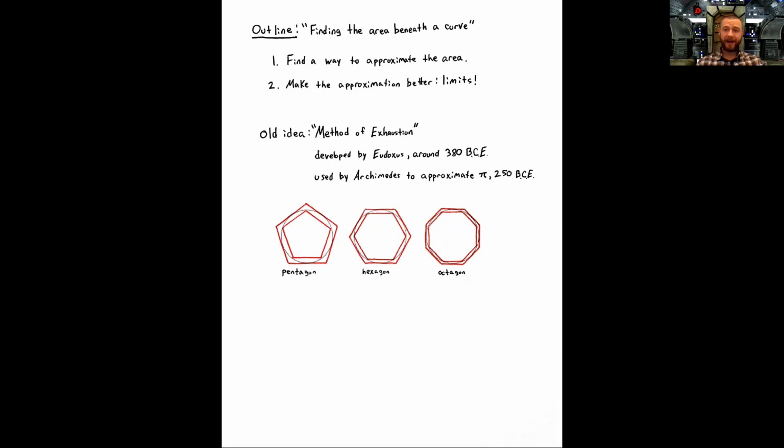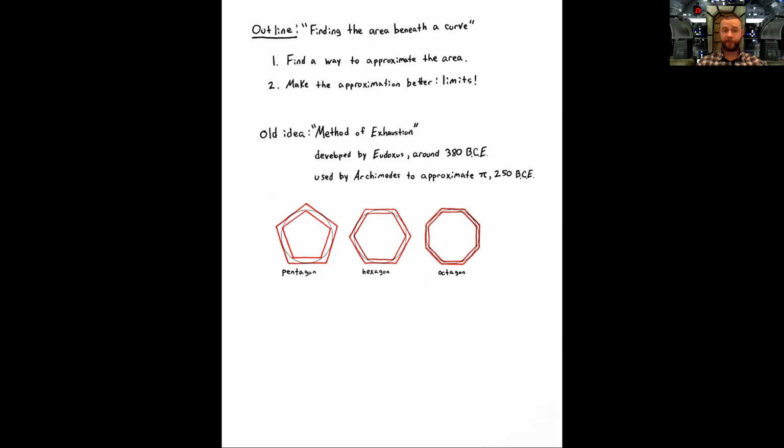So we put a polygon inside, or inscribe it inside the circle. The corners are tangent to the circle. And then we put a polygon just on the outside, also tangent to the circle. So we have an inner polygon that's a little too small compared to the area of a circle, and then an outer polygon where the area is a little too big.